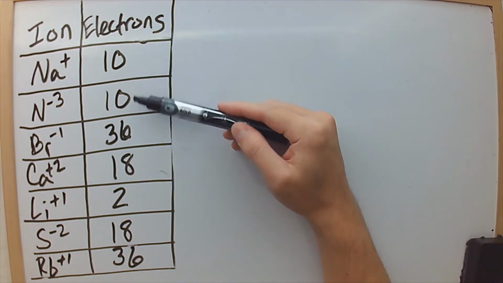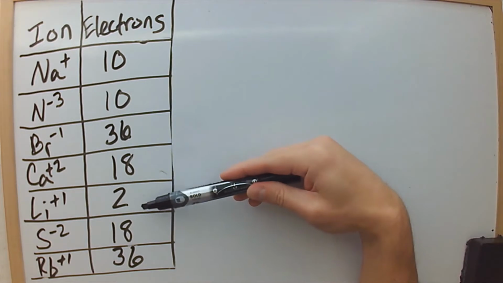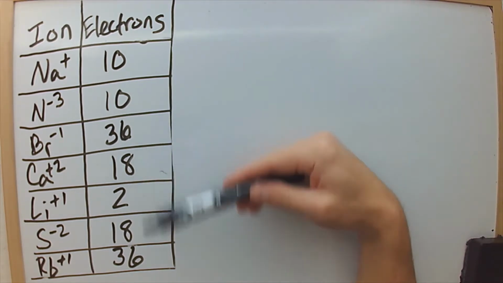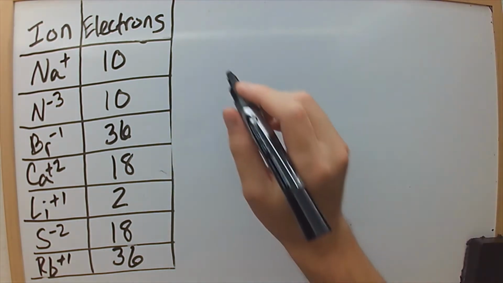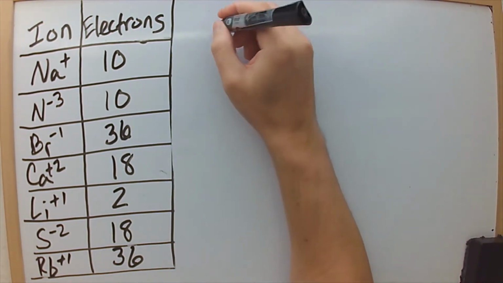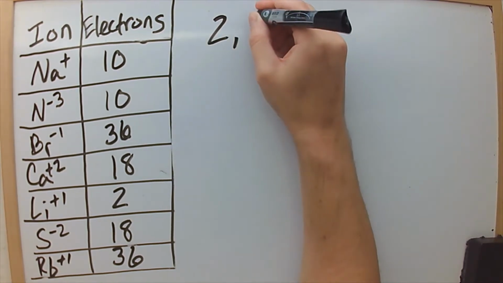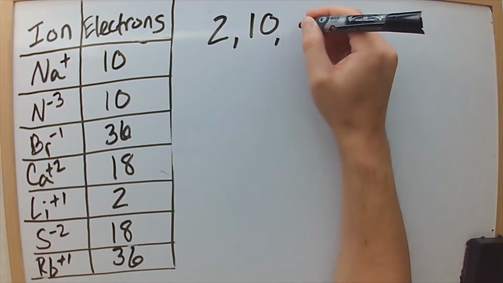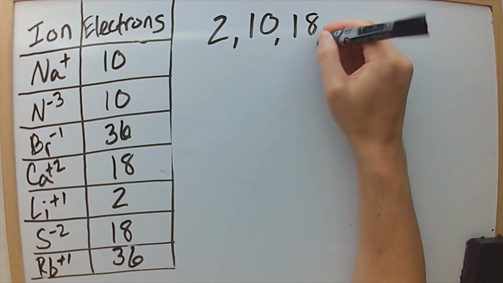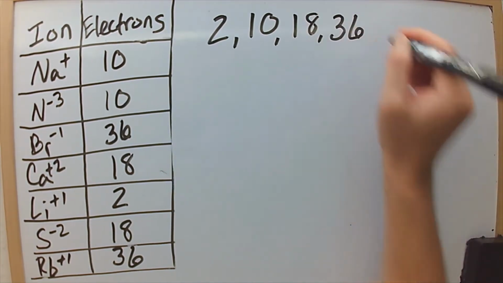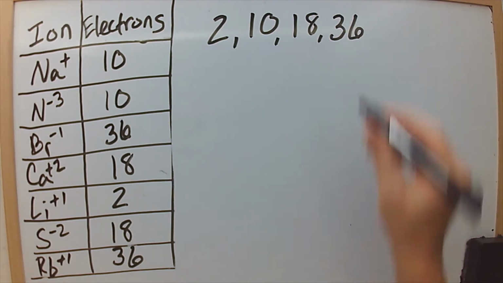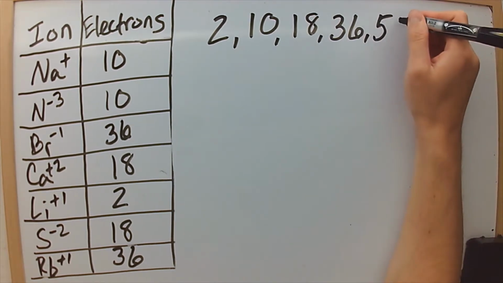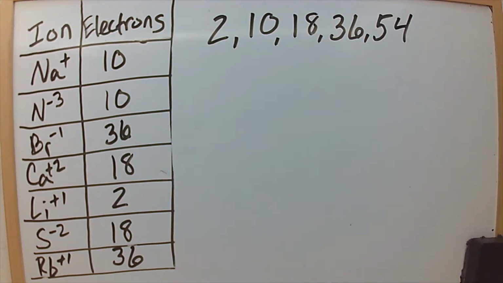If you look at the number of electrons, there's a 2, a couple 18s, a couple 36s, and a couple 10s. And actually, there are some magic numbers when it comes to electrons: 2, 10, 18, and 36. Technically, it keeps going. 54 is next, and 86 would be after that, but really these first four are going to take care of it.